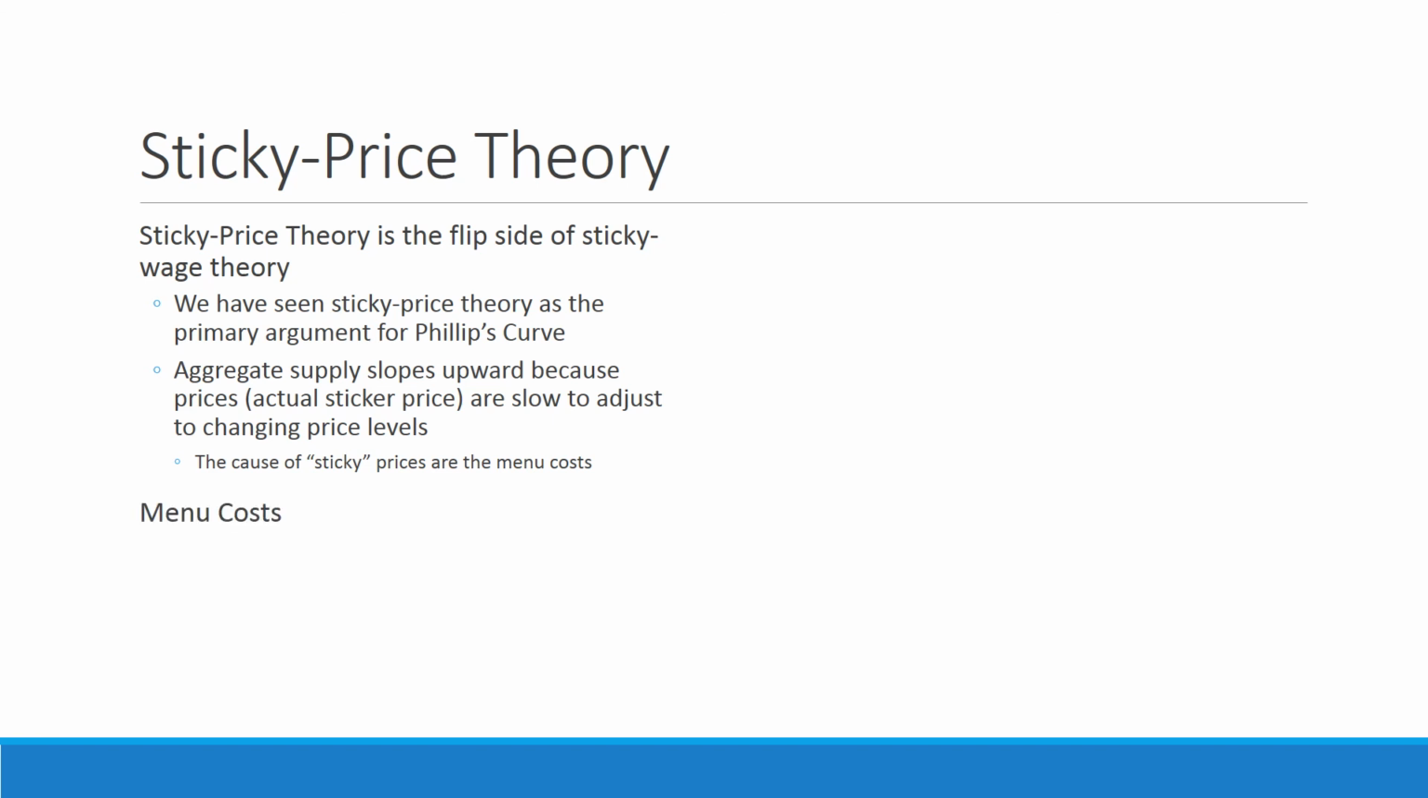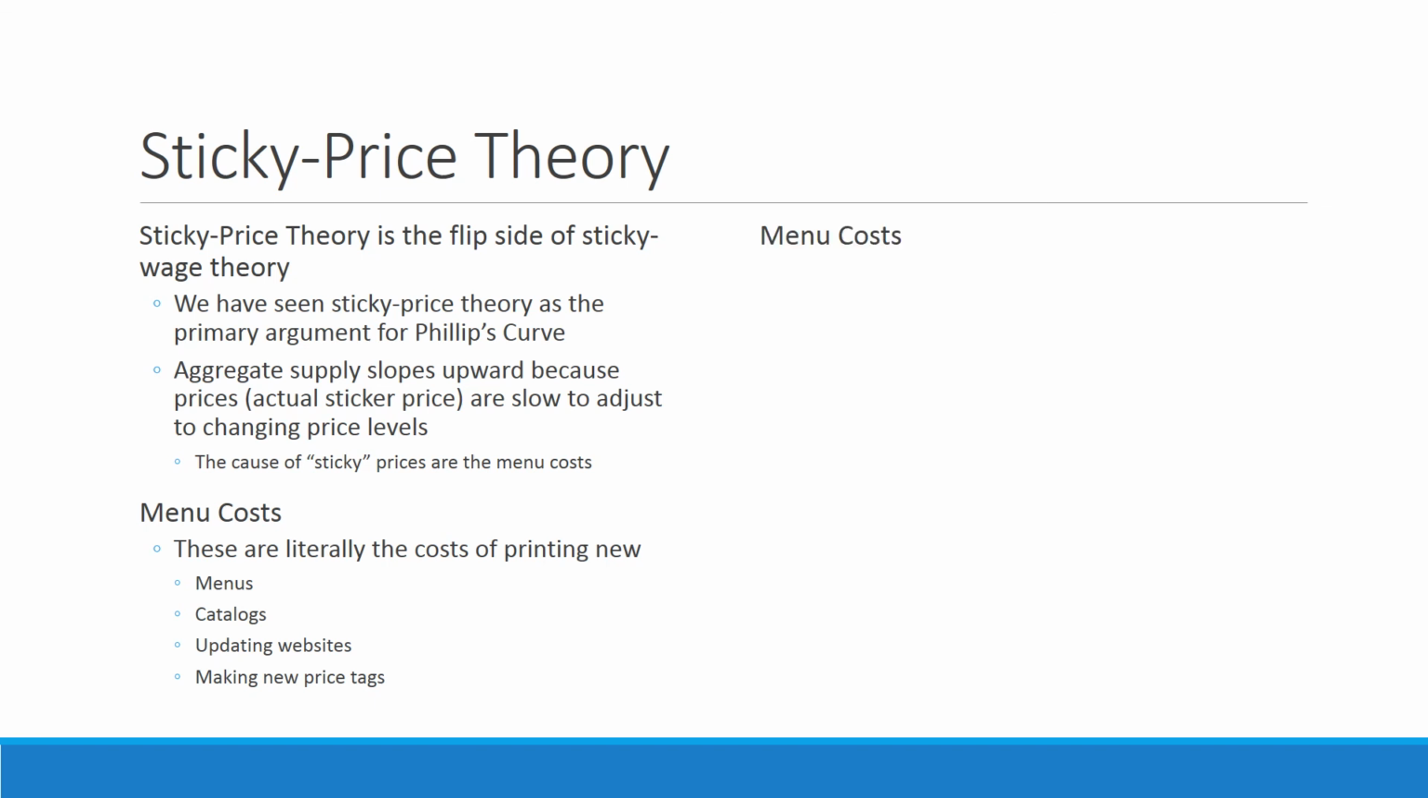This is a literal term here. These are literally the cost of printing new menus, catalogs, updating websites. In other words, what does it cost in terms of actual price plus time to go through and update the price of goods when prices rise? Even making new price tags, things like this. Every so often you'll see people at Walmart walking through repricing things. Think about how many people that takes and how much time it takes and how much it's costing them to do so. So when we look further at menu cost, the time and expense of creating new prices creates lag.